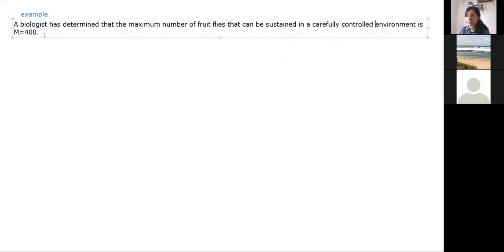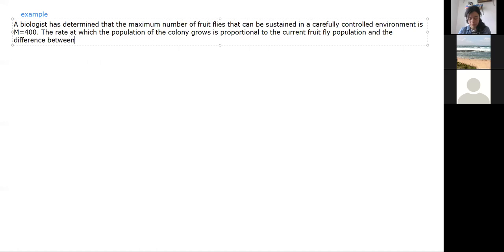Then we have that the rate at which the population of the fruit fly colony grows is proportional to the current fruit fly population and the difference between the maximum population and the current population.